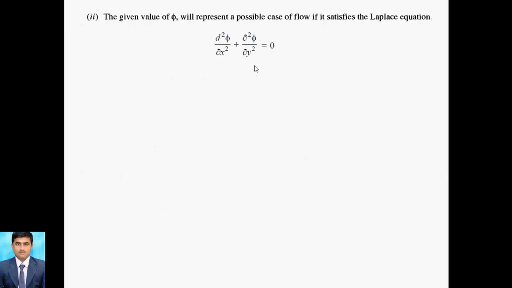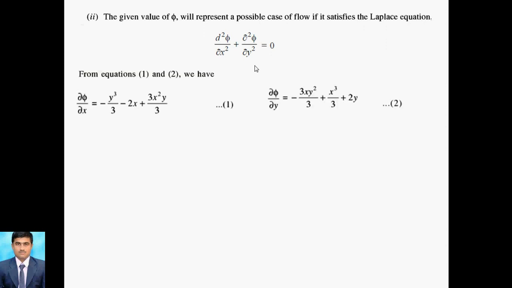That equation reduces to dou 2 phi by dou x square plus dou 2 phi by dou y square equal to 0. Taking equations 1 and 2 as they are, for dou 2 phi by dou x square, the y cube by 3 term is 0, then 2x gives minus 2, and y upon 3 is constant, the 3 gets cancelled out, and we get 2xy. So the expression becomes minus 2 plus 2xy. Next we solve for dou 2 phi by dou y square also.